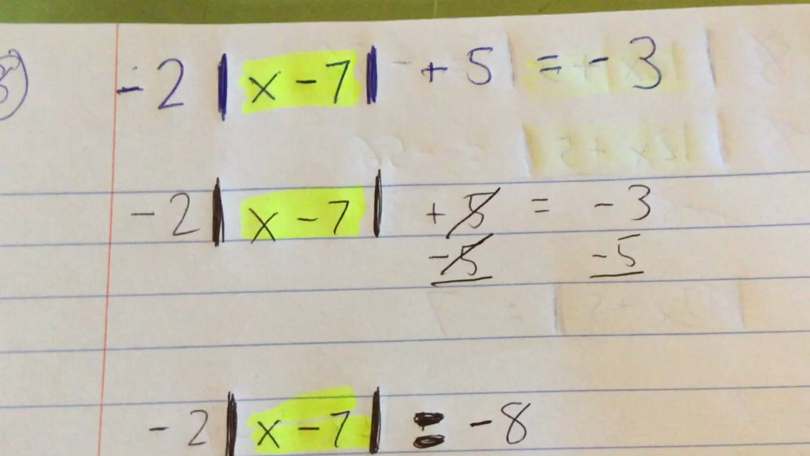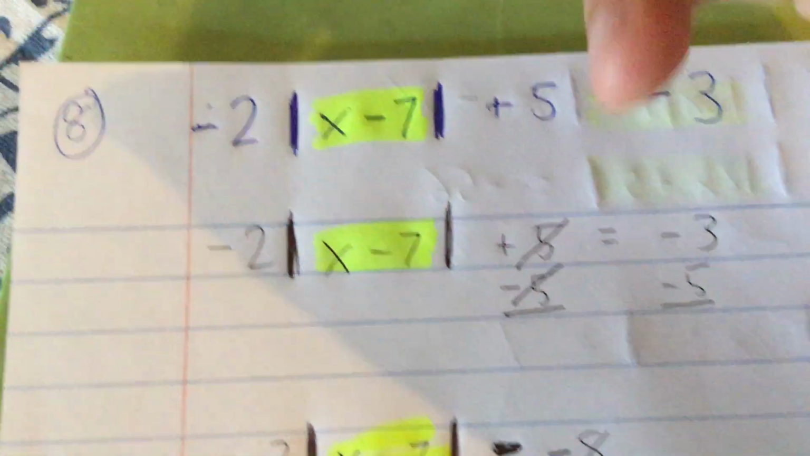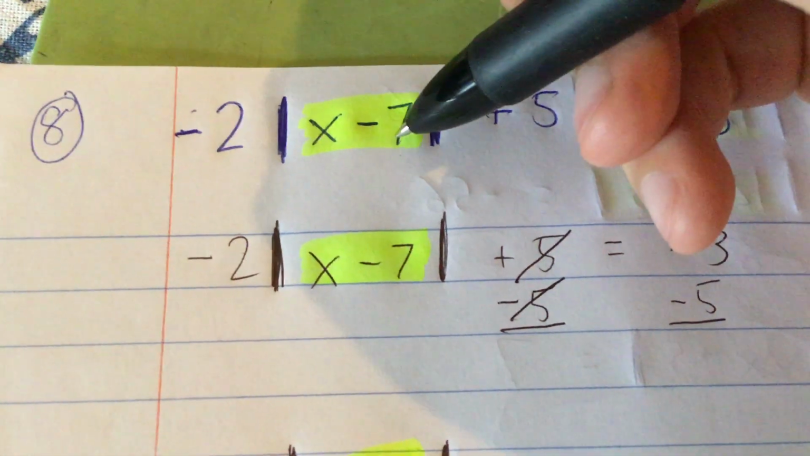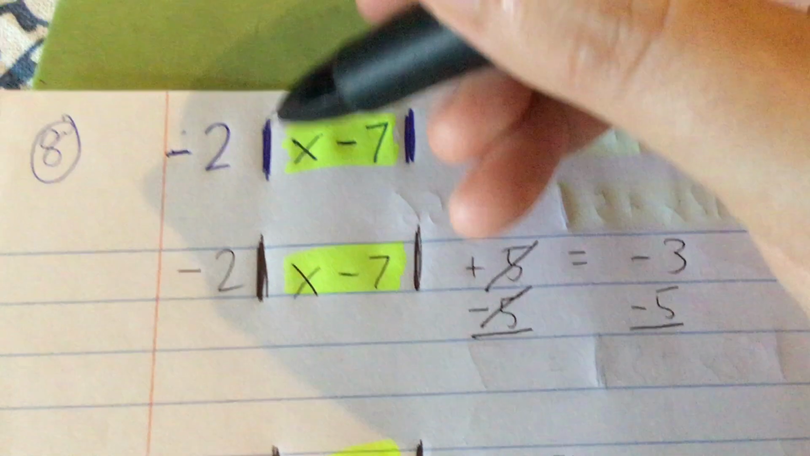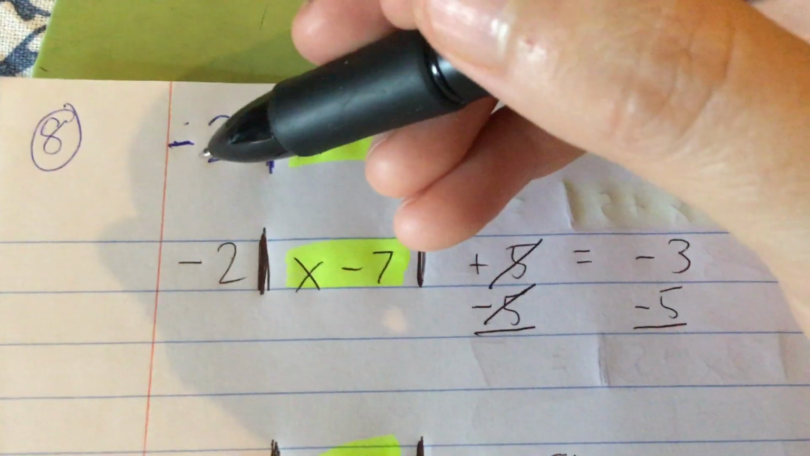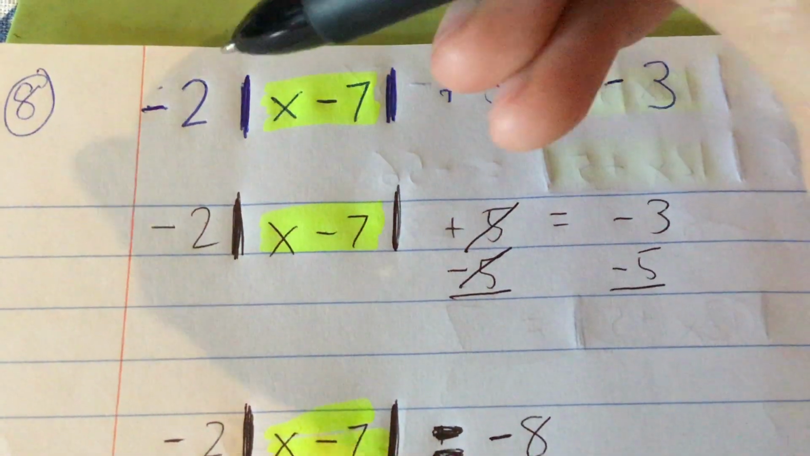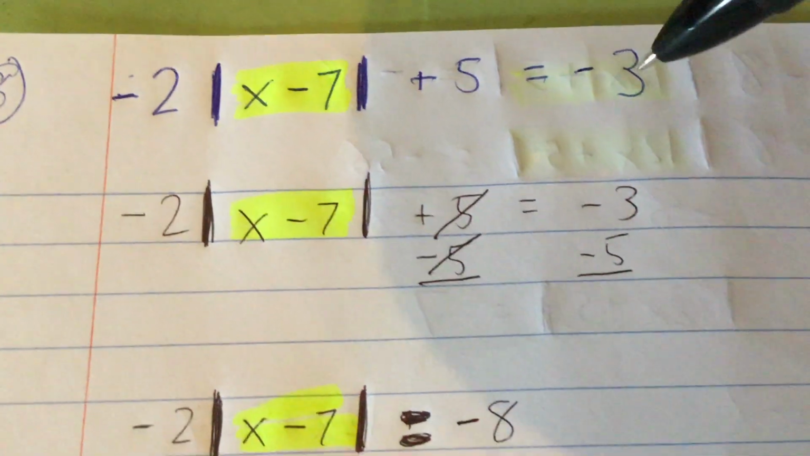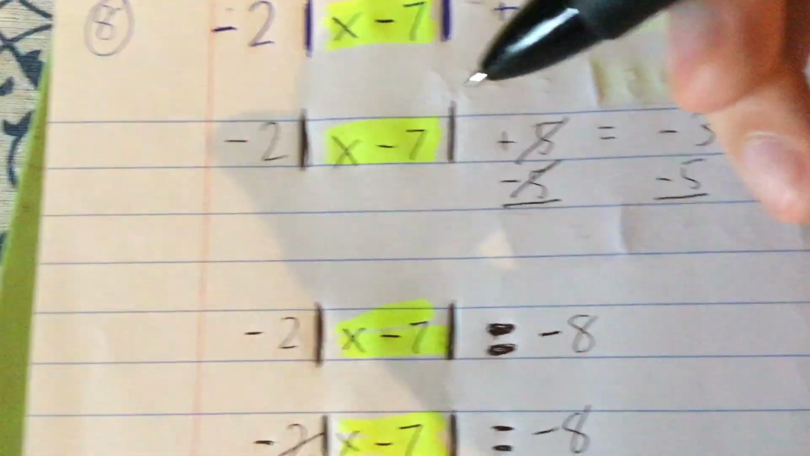And I know I didn't check my work with the other problem, so I guess I have time, so I'll do it right now. So my two solutions are 11 or 3. Let's plug in 11. 11 minus 7 is positive 4. The absolute value of positive 4 is positive 4. Negative 2 times positive 4 is negative 8. And negative 8 plus 5 is negative 3. So that checks out.